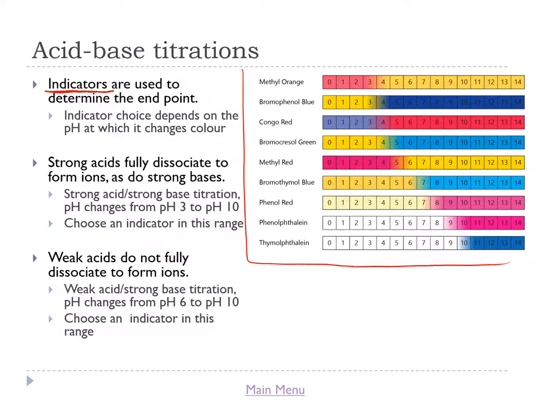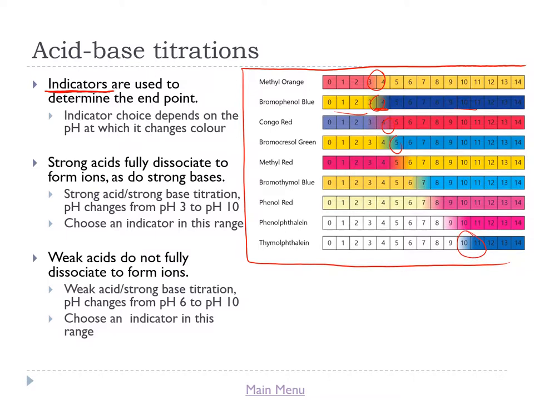Now what you can also see is that they've all got a range of different colour changes. So, for example, bromophenol blue goes from yellow to blue via a sort of intermediate greeny stage. But also notice that they change colour at different pHs. So we've got methyl orange, which changes colour around pH 3 or 4, whereas we've got thymolphthalein, which changes colour around pH 10 or 11.